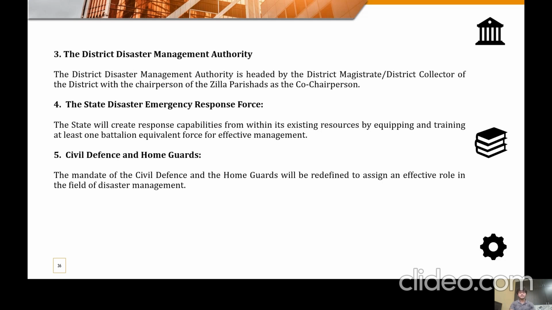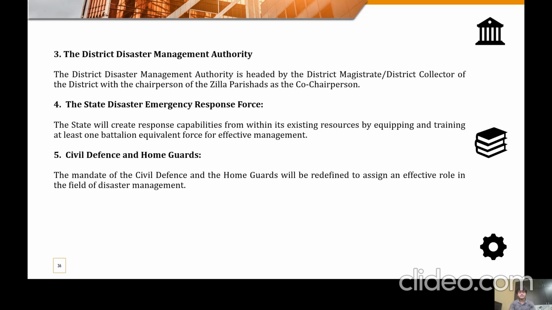The third one is the District Disaster Management Authority. They act as the district planning, coordinating, and monitoring body in accordance with guidelines laid down by the state government. Members here include the Deputy Commissioner as chairperson, along with the Superintendent of Police and other members.